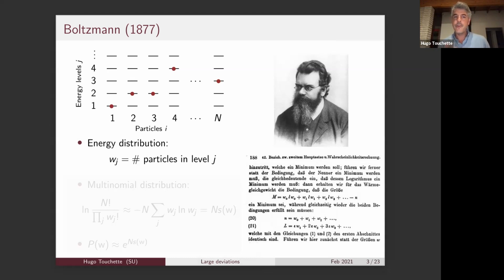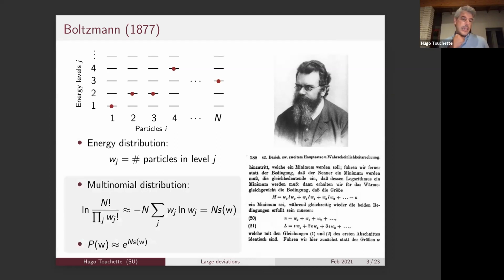This is the first time really that someone was trying to use ideas from probability theory to study a physical system. Now, for this, what he looked at is that if you assume that there's no interaction between particles, this is just a combinatorial problem. You want to count the number of different ways that you can put n particles in those statistics, the number of particles that you have in each level. So this is the multinomial factor. We can call this the multinomial distribution.